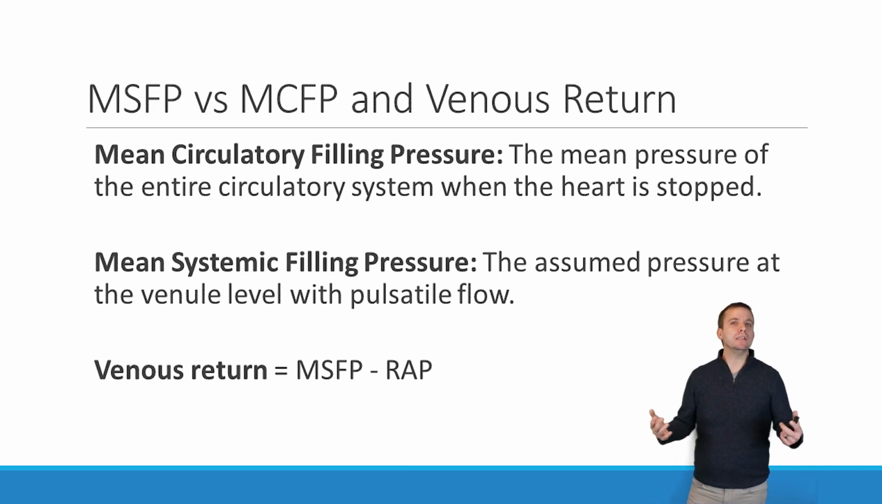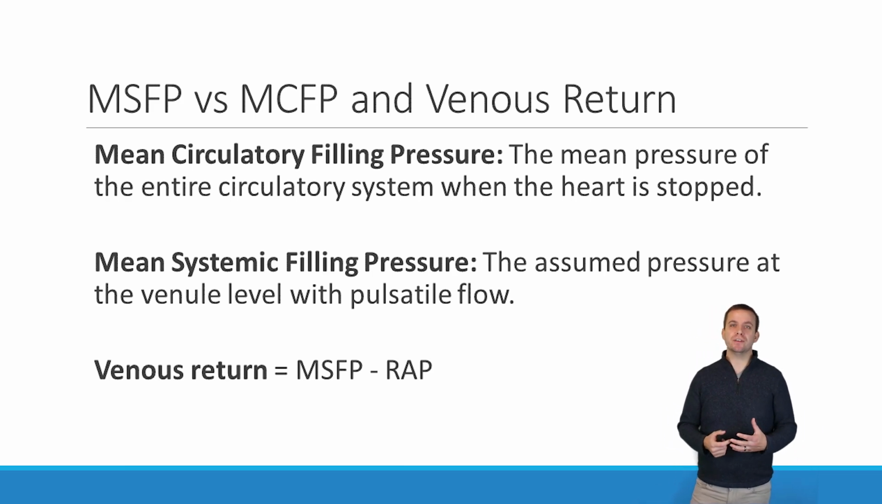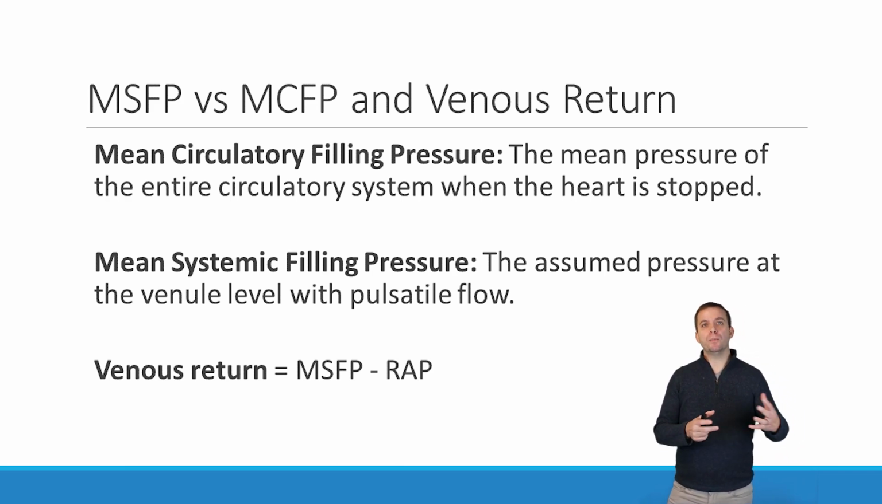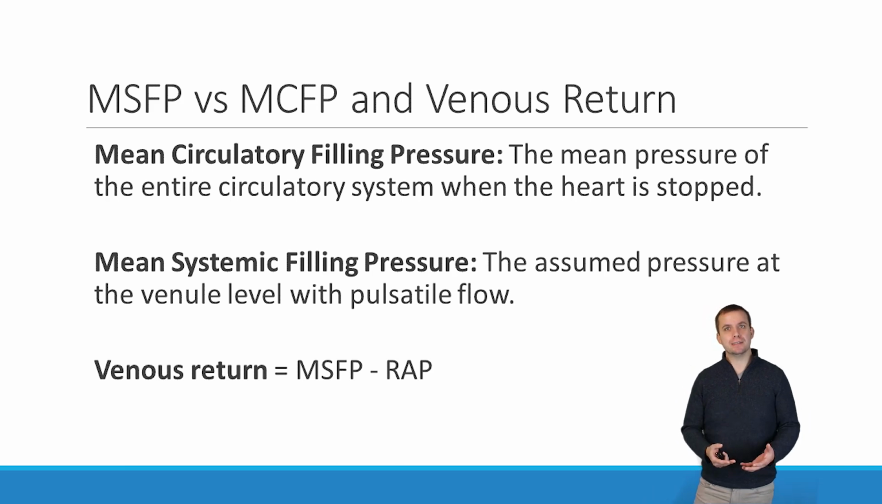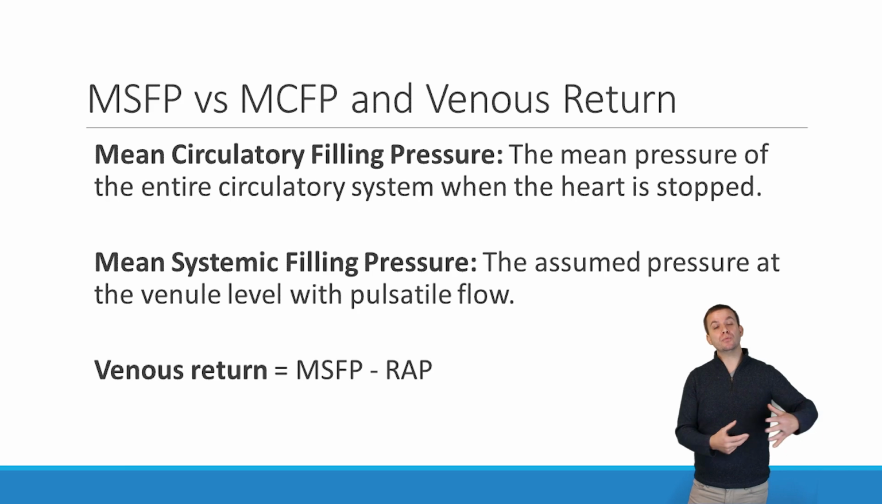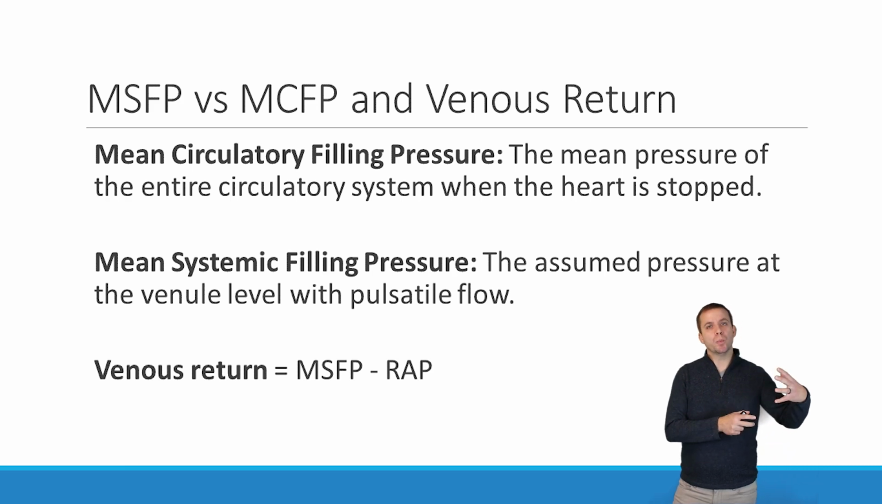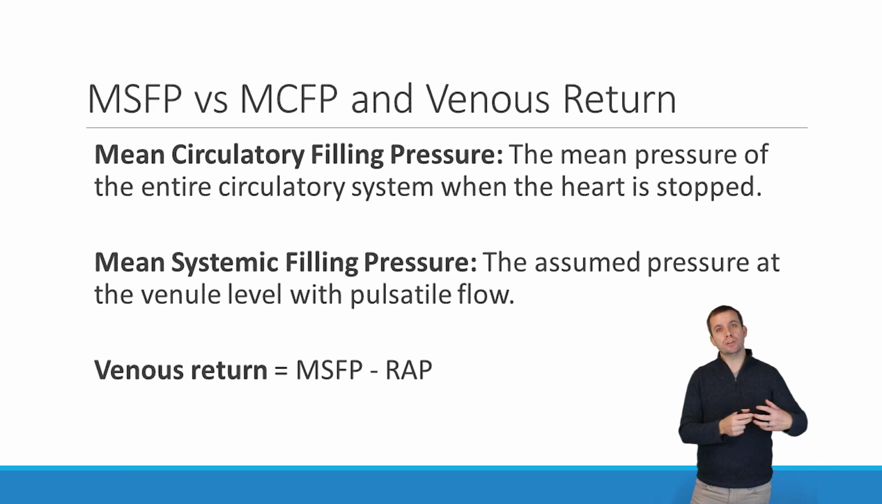And it was around 8 to 12. Mean systemic filling pressure is the assumed pressure at the venular level with pulsatile flow, so whenever the heart is not stopped. And they're supposed to be about the same. But your venous return, what we found out, has nothing to do with what your arterial pressure is, but it has to do with the pressure gradient between your venules and your right atrial pressure.